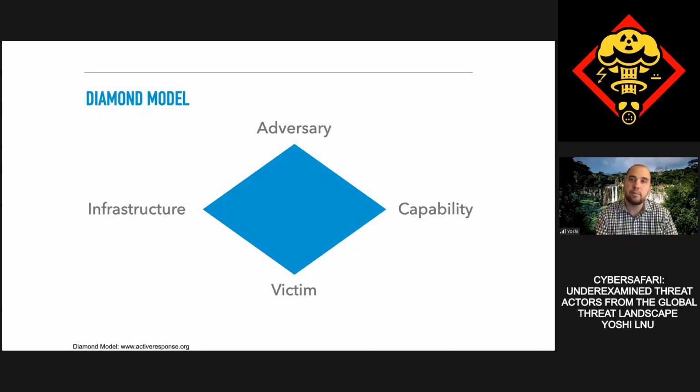So when we see the diamond model, we start first on the left angle, and that's infrastructure. When we talk about infrastructure, we mean everything from the email accounts that are used to send phishing emails. We mean the command and control IPs, possibly the domain registrations, and all of that. So that's sort of what we mean when we talk infrastructure.